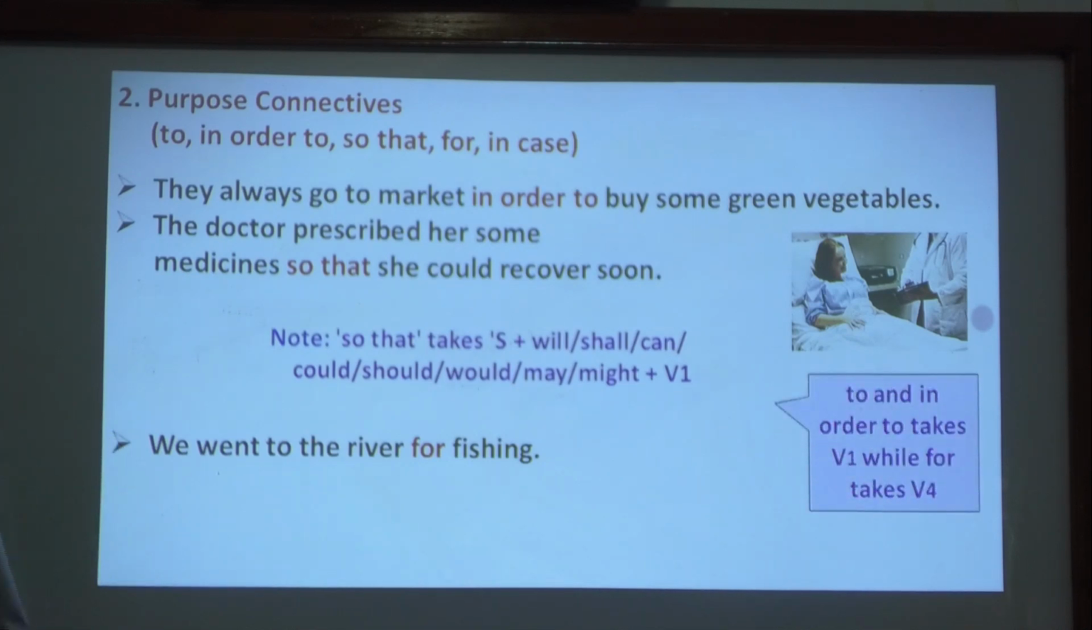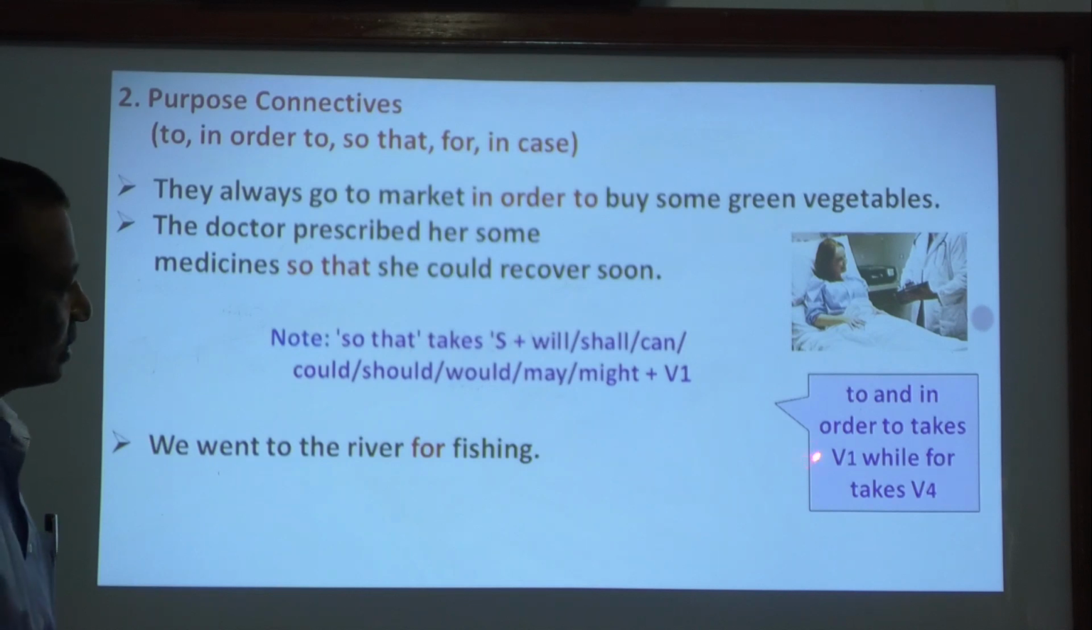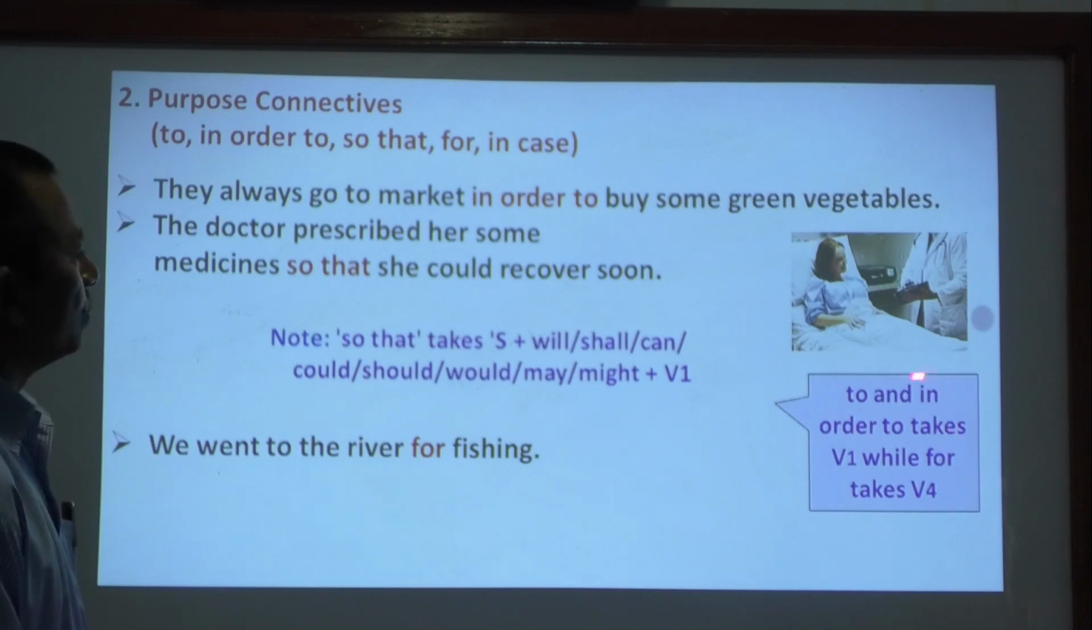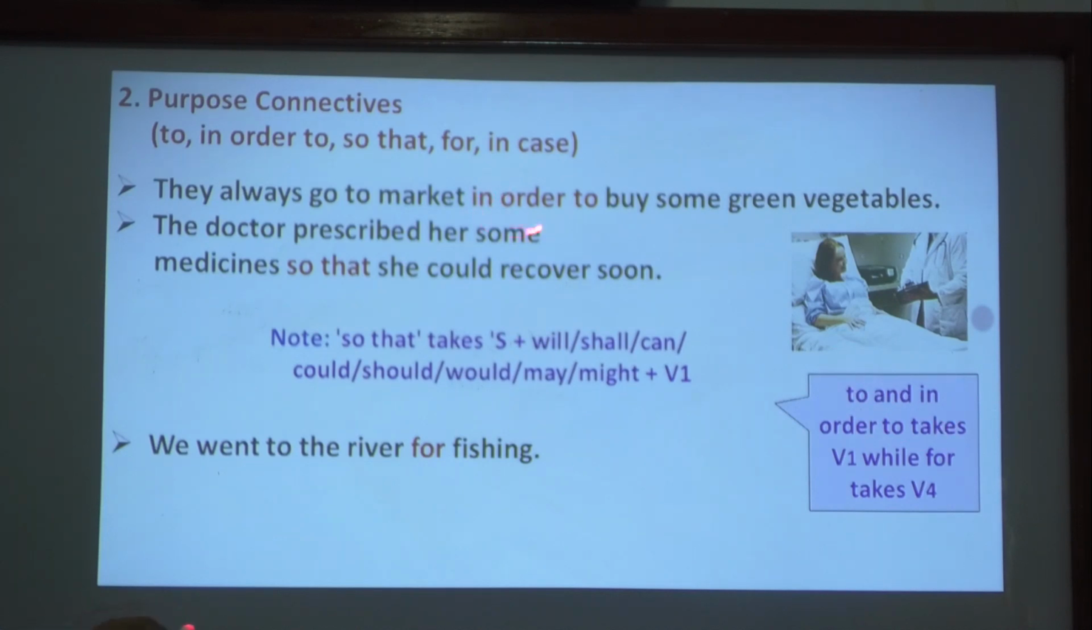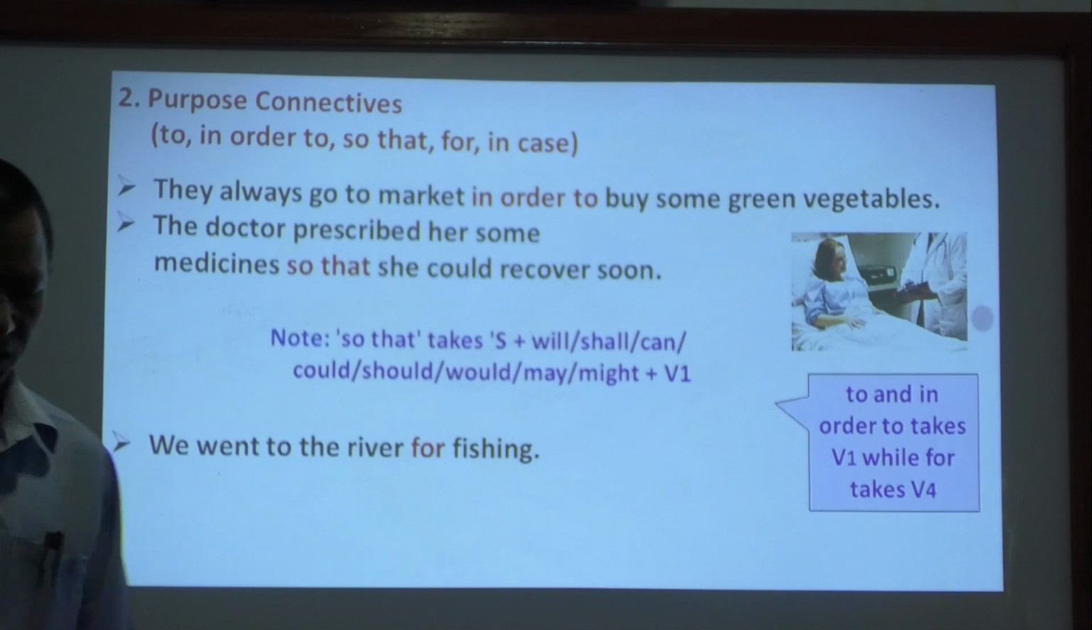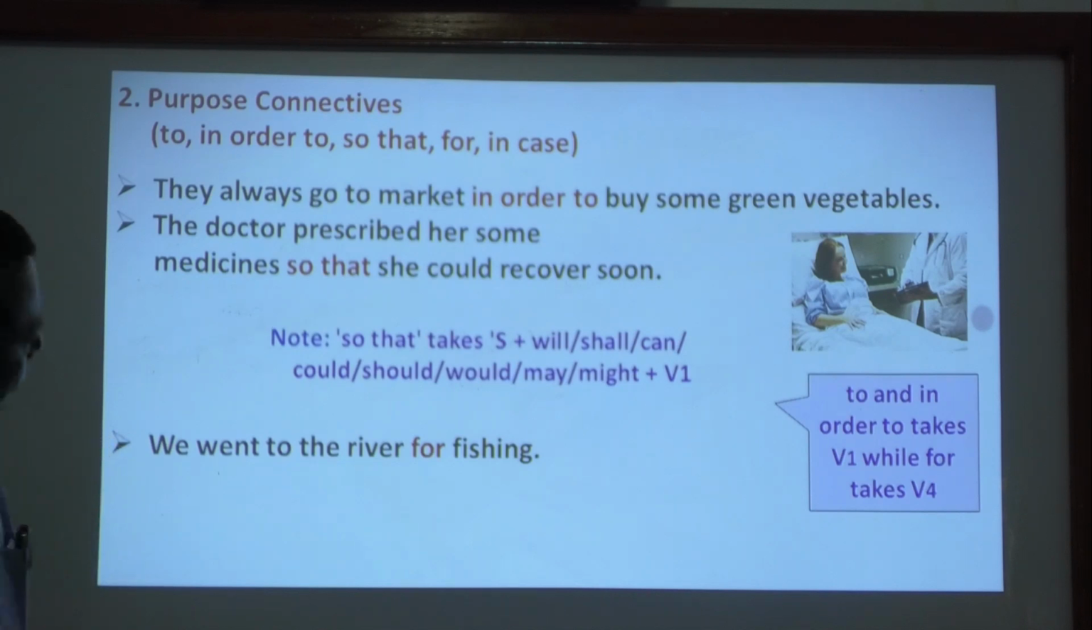Here for your convenience, "to" and "in order to" are the same. In place of "in order to", you can write "to". For example, they always go to market to buy some vegetables, or they always go to market in order to buy some vegetables. The same sentence works with "to" instead of "in order to" also.